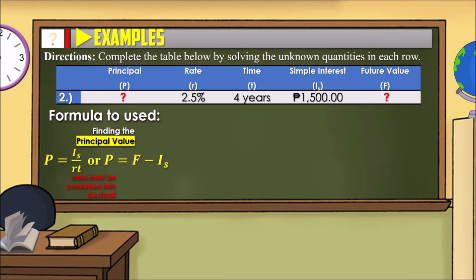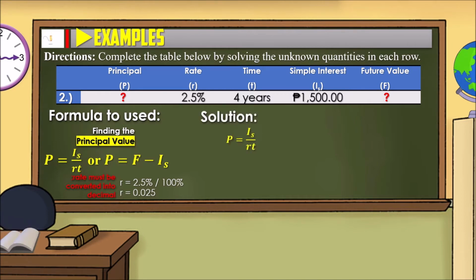Again, please be noted that rate must be converted into decimal. To solve this, rate is equals to the quotient of the given rate and 100%. So in this example, we have R is equals to 0.025. Let us continue the solution.